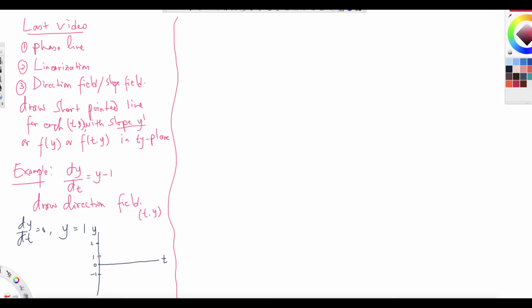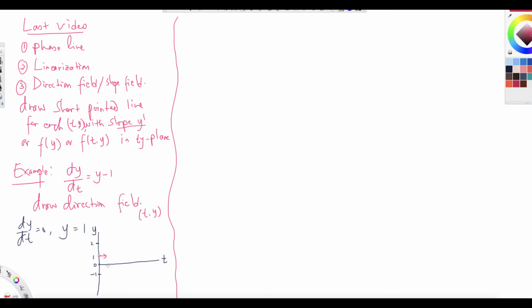This is the point (0, 1), right? We will draw a short pointed line with slope 0. Why? Because at (0, 1), t is 0 and y is 1. If you plug in t equals 0 and y equals 1 here, you will get y prime equals 0. That is, the slope is 0. So slope 0 means a horizontal short pointed line.